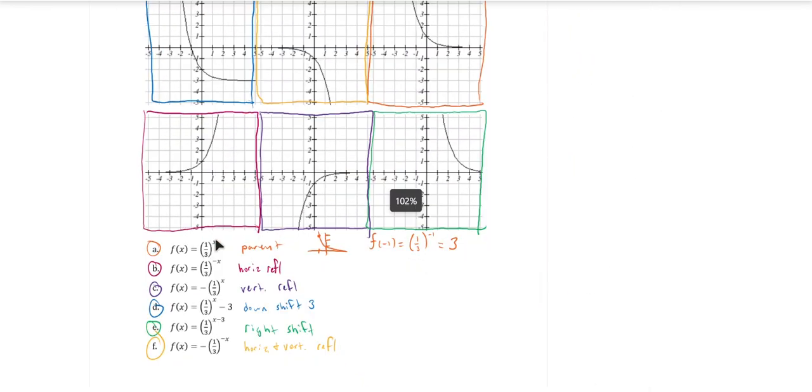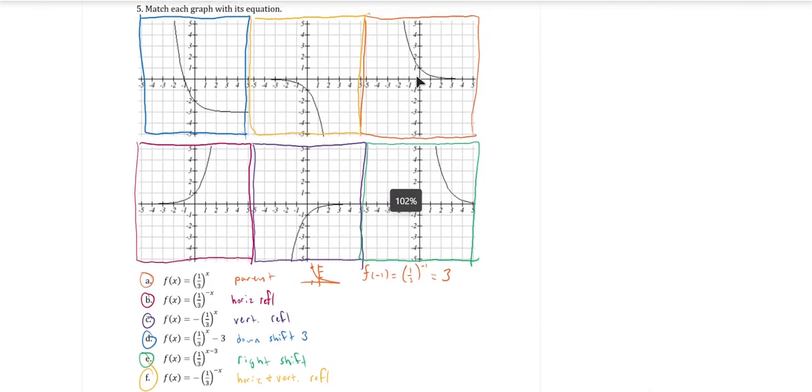So first of all, here's our parent, right? It goes through (0, 1), and it goes through (-1, 3). You can even see how it goes through (1, 1/3). So our tail is off this way, still at y = 0, but now a right-pointed horizontal asymptote. And let's do this other one. So how about horizontal reflection? That's over the y-axis. Here we are. Vertical reflection would be over the x-axis here.